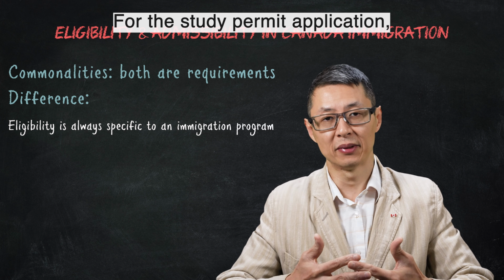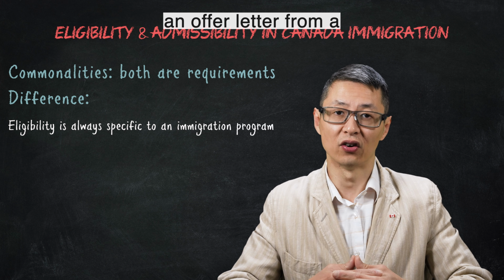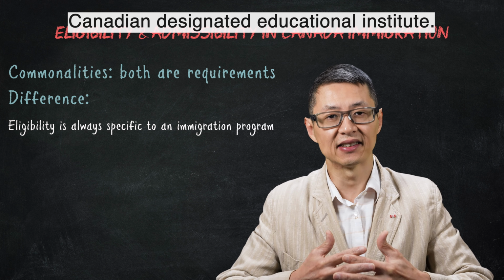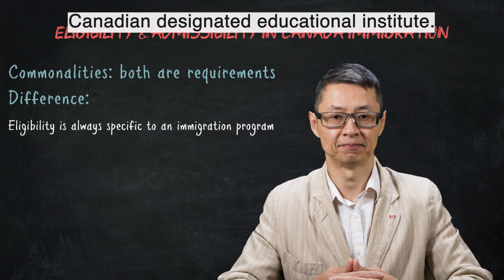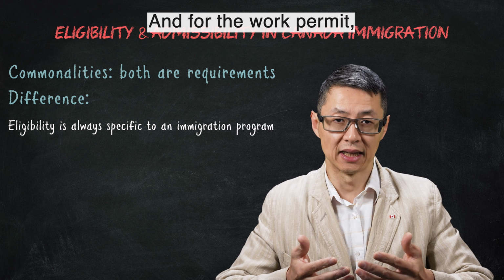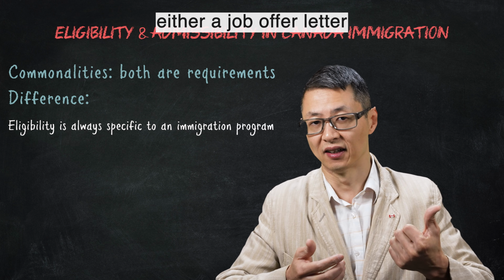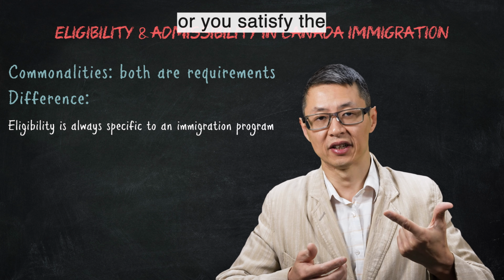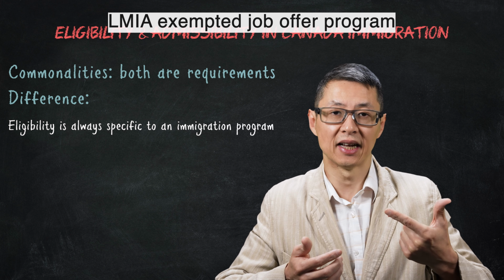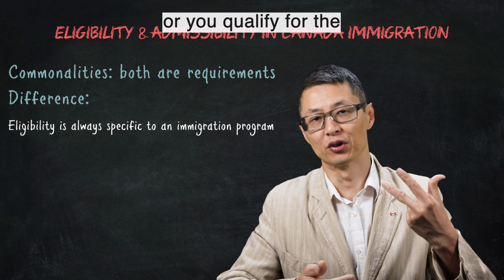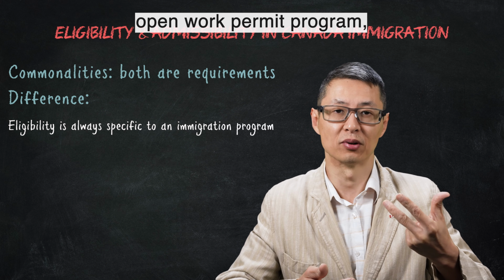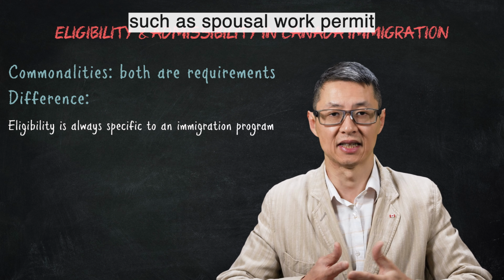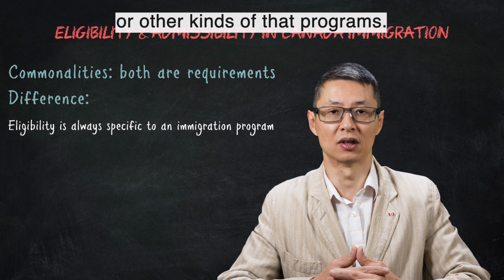For the study permit application, you are going to need an offer letter from a Canadian designated educational institution. And for the work permit, you are going to need either a job offer letter supported by an LMIA, or you satisfy an LMIA-exempt job offer program, or you qualify for an open work permit program such as the spousal work permit or other kinds of programs.